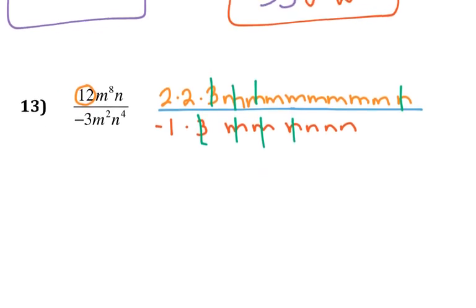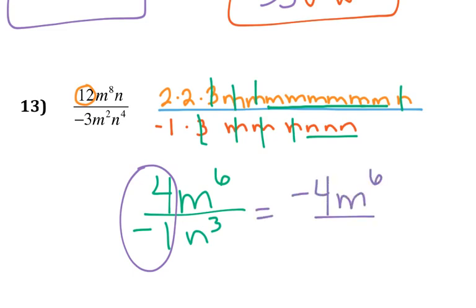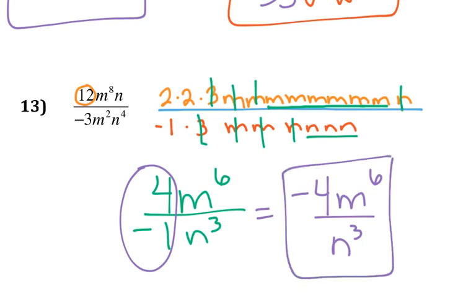What I have left is on the top I have 2 times 2, which is 4. I have m to the 1, 2, 3, 4, 5, 6. And on the bottom I have negative 1, n to the 3rd. When you're done, you shouldn't have anything as far as letters that are the same on the top and the bottom, because they should have canceled if they're both on top and bottom. Now the 4 divided by negative 1, I can just simplify that and write it as negative 4. And so this would be the simplified version of number 13.